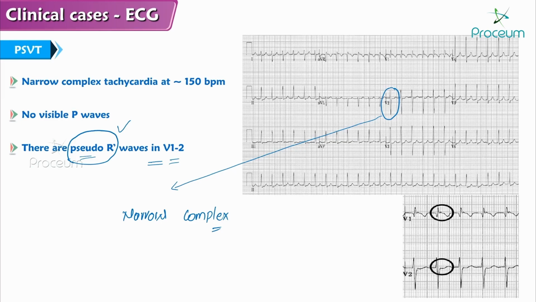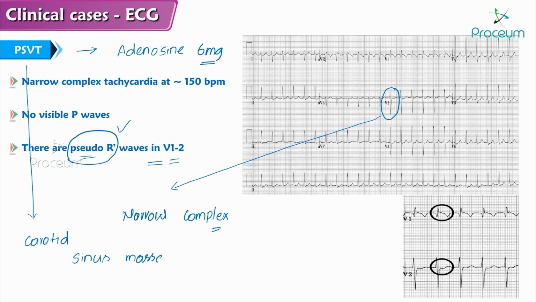And the drug of choice for PSVT will be adenosine. So you need to give 6 milligrams of adenosine intravenously. And actually the first line treatment for PSVT will be carotid sinus massage. So carotid sinus massage will be the first line treatment for your PSVT.